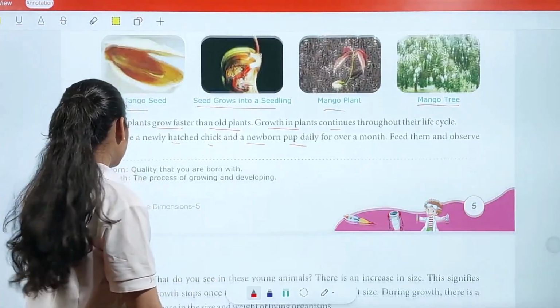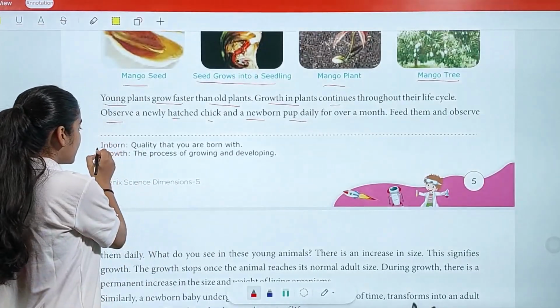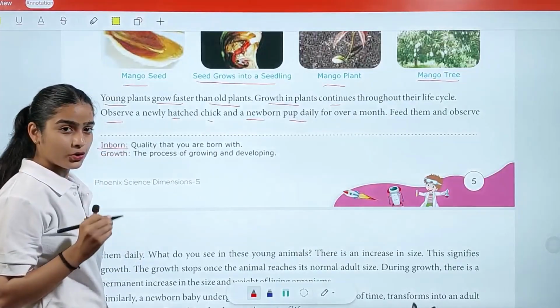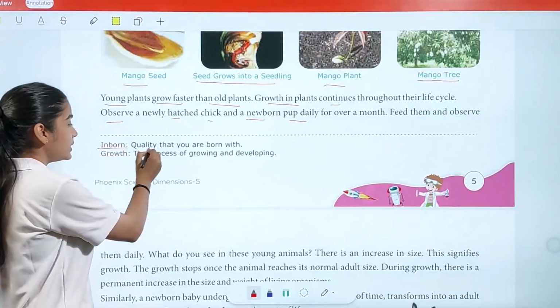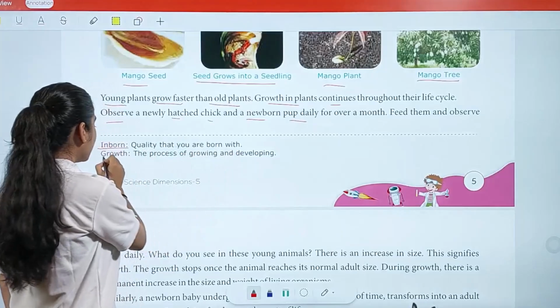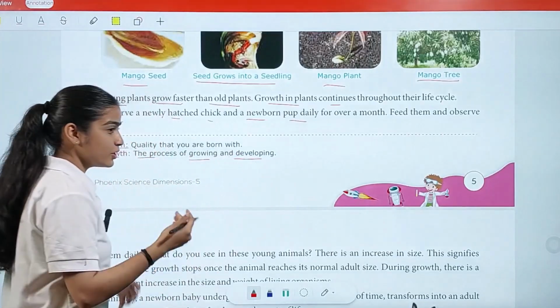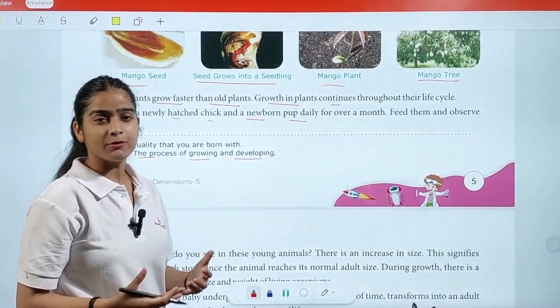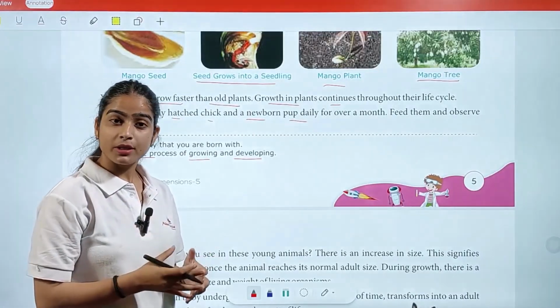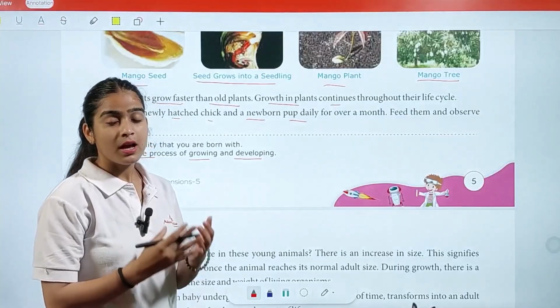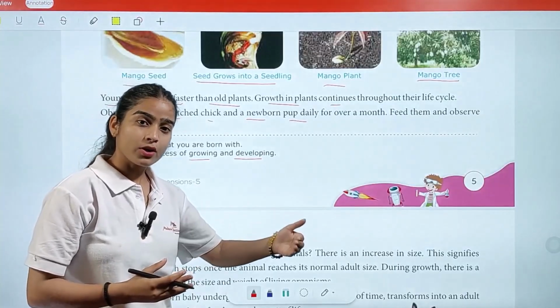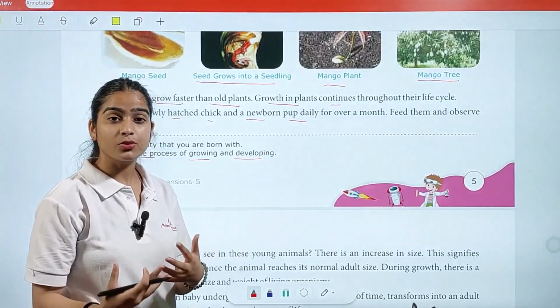Okay, now inborn, what we understand by inborn, this is your new word, a quality that you are born with, and growth, the process of growing and developing. So when we grow, when we develop, for example, when you're small you can't walk, but after some time when your mother helps you, you start walking, you start talking. So these are the growth you have.